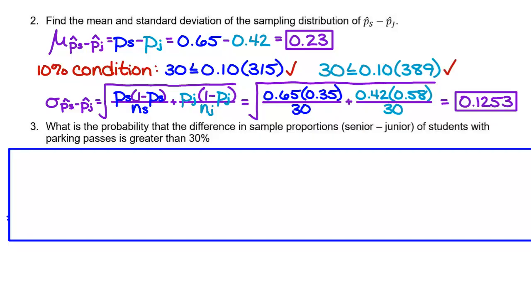0.125 or 0.1253, depending on where you round it at. If you had 0.125, that is perfectly fine.